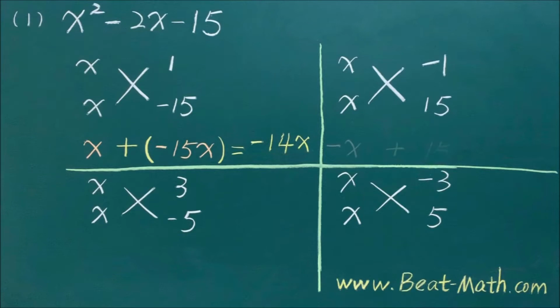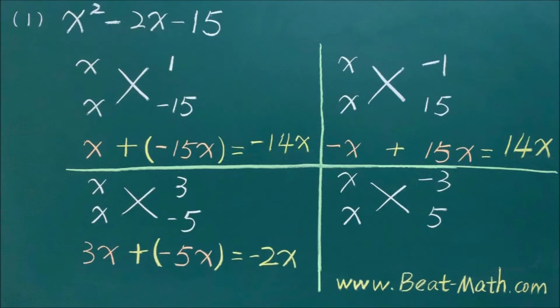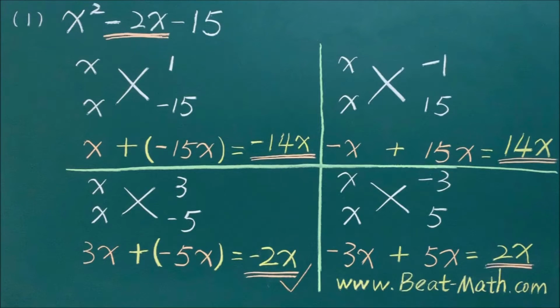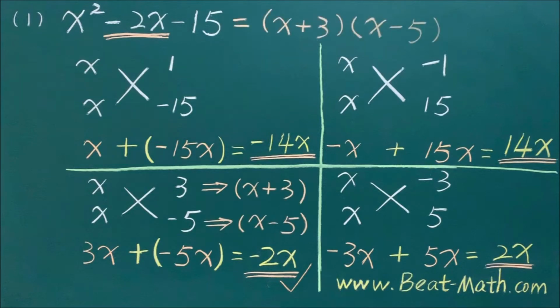The result of negative x plus 15x is 14x. The result of 3x plus negative 5x is negative 2x. The result of negative 3x plus 5x is 2x. So only the pair of 3 and negative 5 brings us the result that we want. Then we get the quantity of x plus 3 times the quantity of x minus 5.